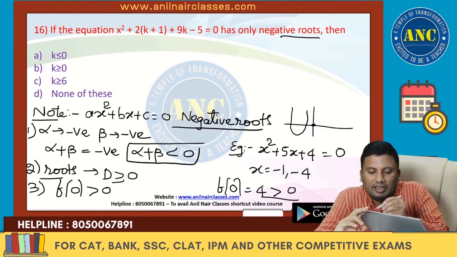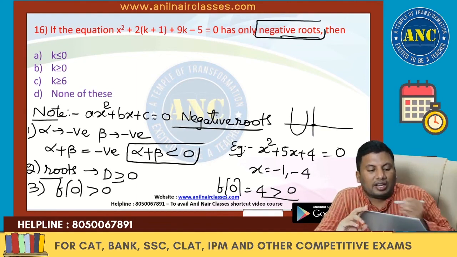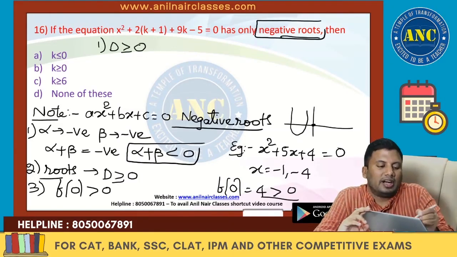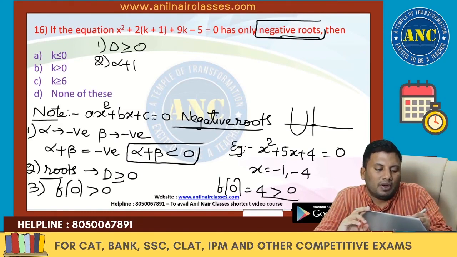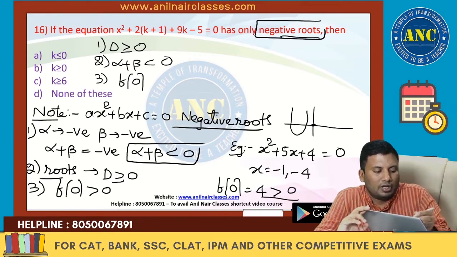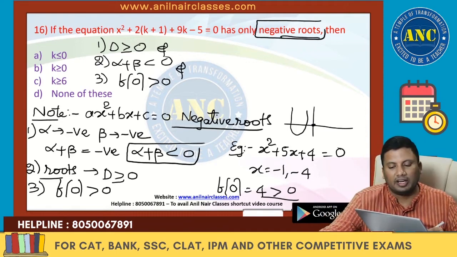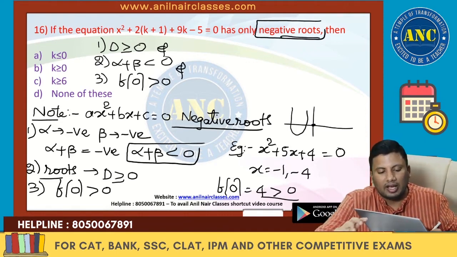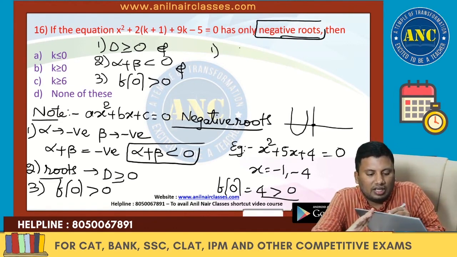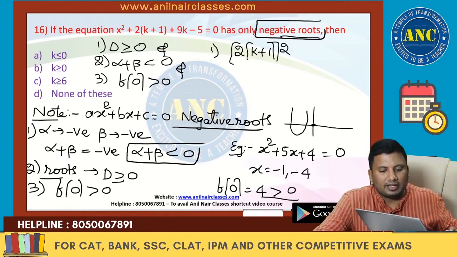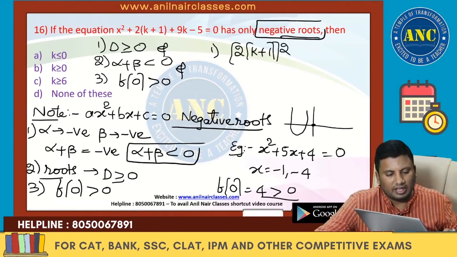So that means if any quadratic equation has got negative roots, what are the conditions that we need to use? Discriminant greater than or equivalent to 0, sum of the roots is less than 0, and f of 0 is greater than 0. All these three conditions should be satisfied for the equation to have negative roots. So the first condition is 2 into k plus 1 whole square, right? So shall we go with the answer options?